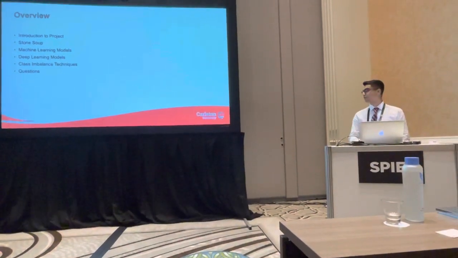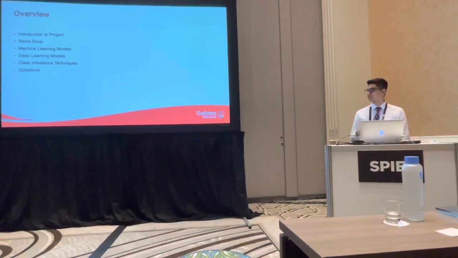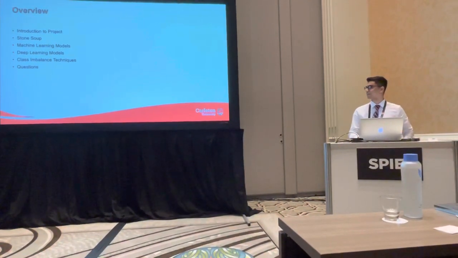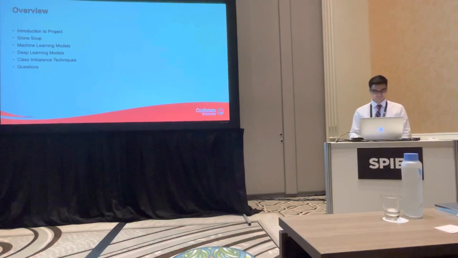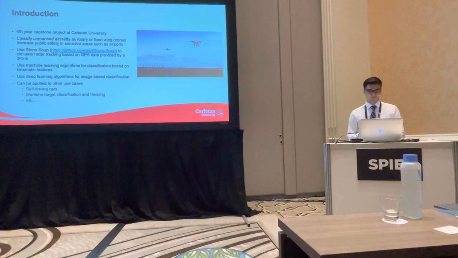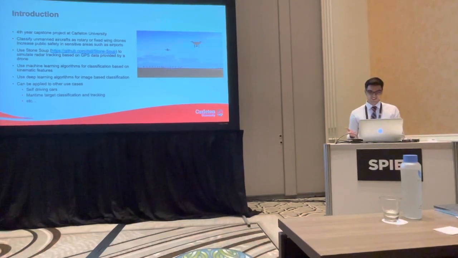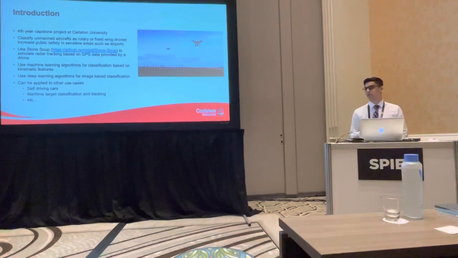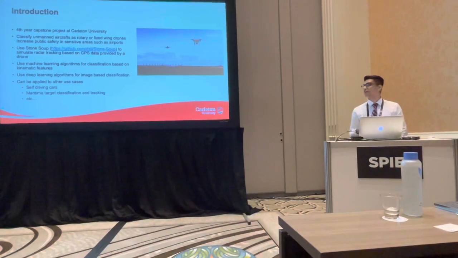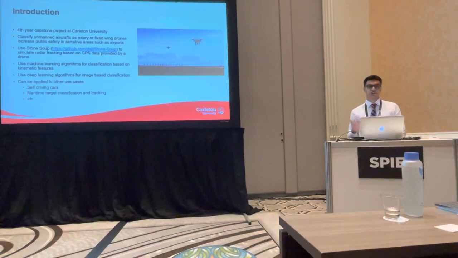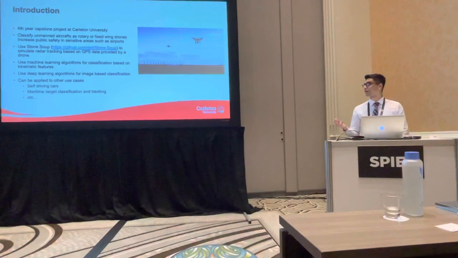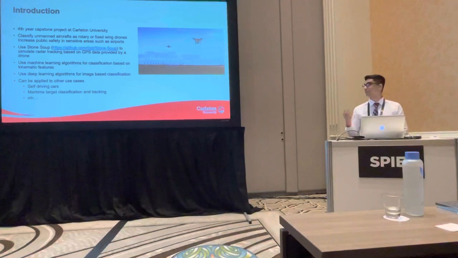So just an overview of what we were talking about. First we'll talk about the tracking, then the machine and deep learning models, and then some optimization, and then questions. As I mentioned, this was our 4th year undergraduate project for our engineering degrees. The objective of this project was to classify whether unmanned aircrafts are either rotary or fixed wings based on their trajectories. A trajectory is basically just the path of the aircraft, and we use these to classify.